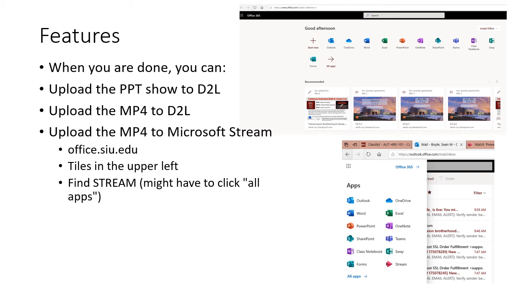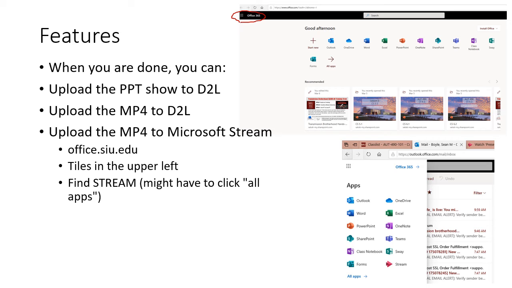And to find Microsoft Stream, you can log in through your browser by going to office.siu.edu. You click on your tiles up in the corner, and when they bring down your tiles, you're likely going to see Stream there. If you don't see it right there, you might have to click on All Apps and scroll down until you find it. Once you log in through your Outlook, your office.siu.edu account, you're going to have Stream as an option, as well as many other things.